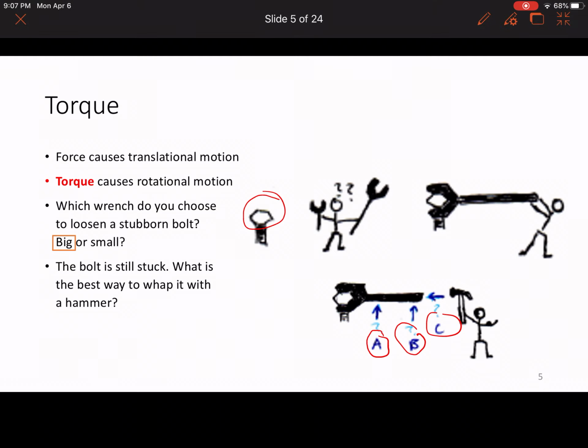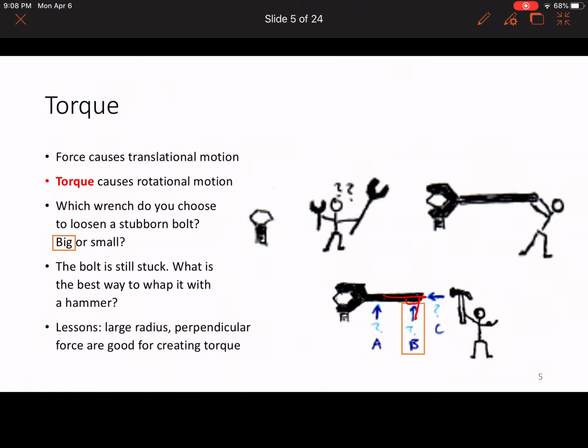The answer, as hopefully most of you know, is B. I want to hit it as close to the end as possible and perpendicular to the wrench itself. And these are the lessons that I want you to take away on torque. So you intuitively know which of these situations is going to give me high torque. What I want is large radius. I want to hit it very far away with a large wrench, or I want to hit it very far away here with my force. And I want that force to be perpendicular to this radius. So largest torque is caused by large radius and a perpendicular force.